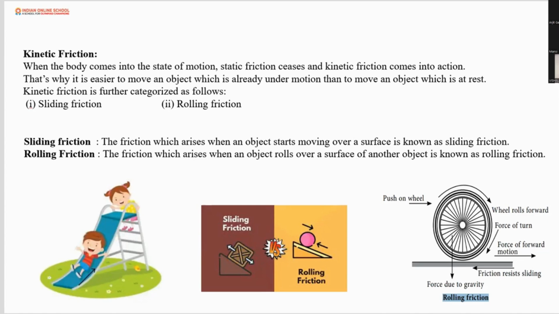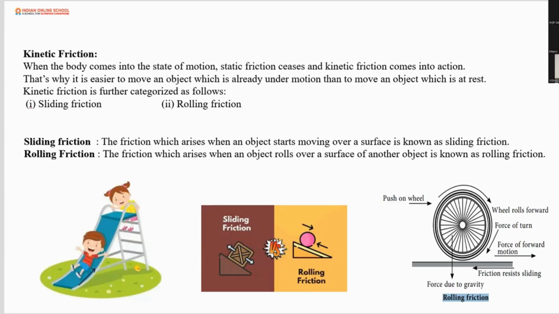For contact force, two objects have to be in contact. Only then they can apply force. And for non-contact force, the objects need not be in contact. Still, they can apply force. For example, a magnet can apply force on iron without even coming into contact. That is non-contact force.